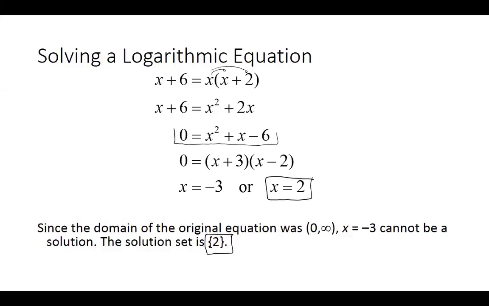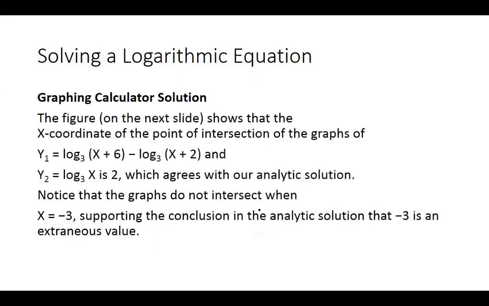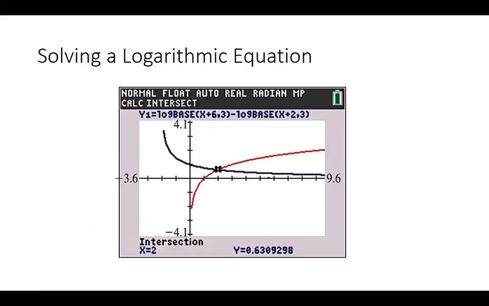We can use brackets to show the solution. We can use our graphing calculator to obtain the same results. If I enter this equation y1, which is log of x plus 6 with the base 3 minus log of x plus 2 with the base 3. And then on the right-hand side, if you recall, we had y2 would be log of x with the base 3. If you show that on your calculator, you would see the point of intersection. You can see where these two graphs intersect, and that would confirm the result that we got by hand.